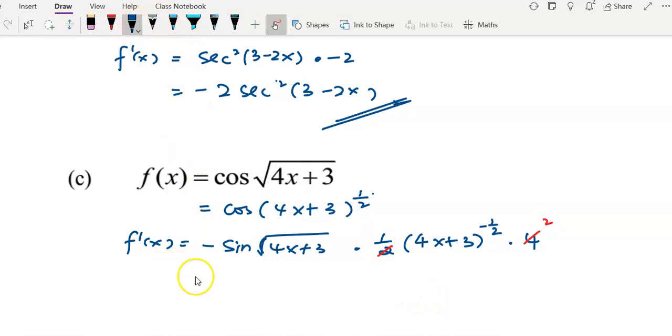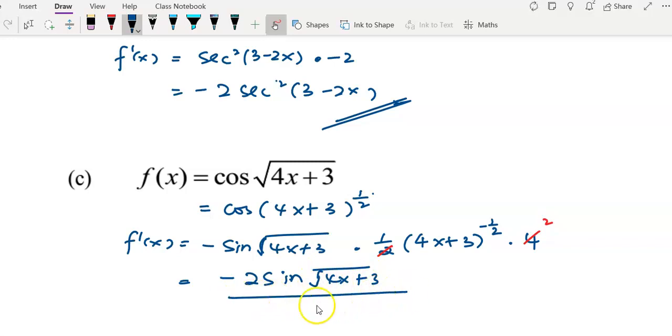Then you rearrange your answer, you will have negative 2 sine of square root of 4x plus 3, divided by square root of 4x plus 3. Bear in mind that this is sine of square root of 4x plus 3, and this is square root of 4x plus 3. Please don't go and cancel it. Sine of square root of 4x plus 3 is considered as an individual. You cannot just separate them.